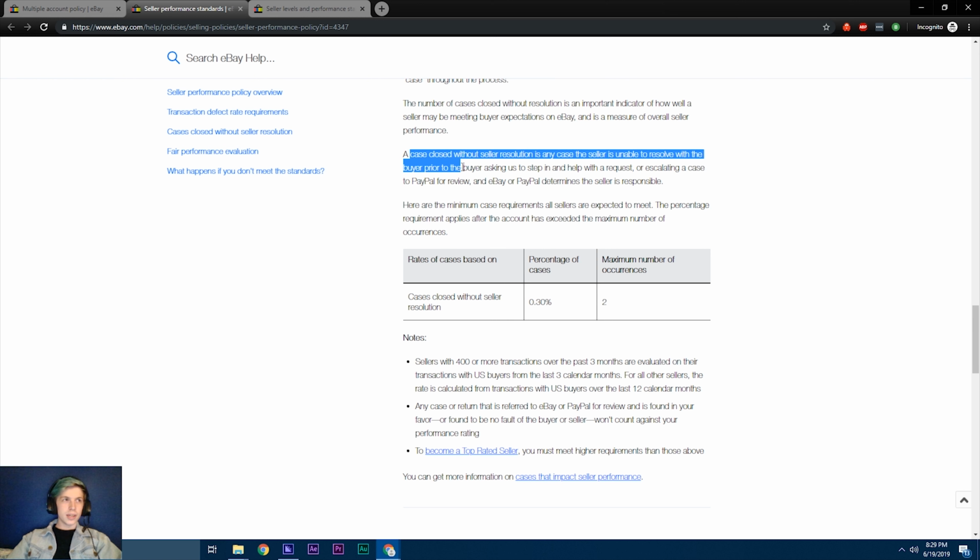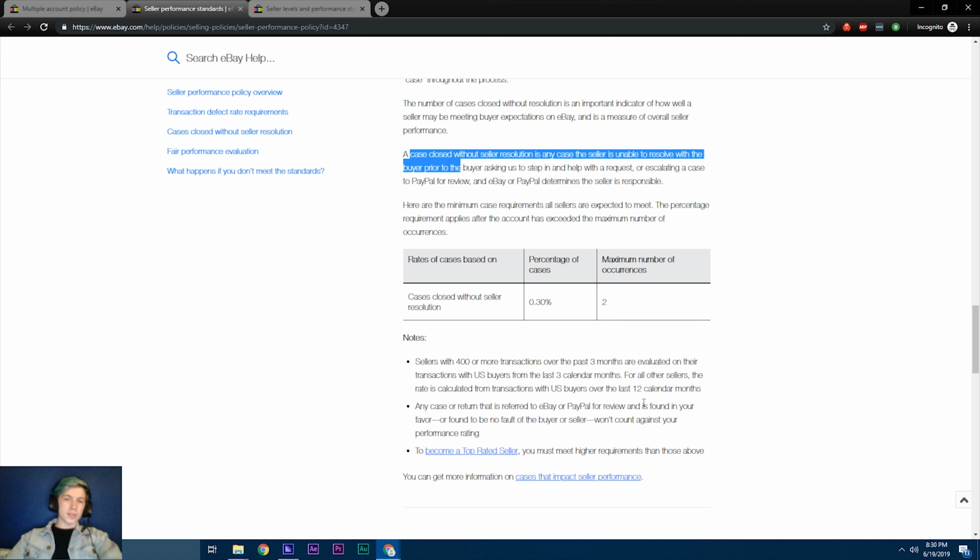So the main thing is if you go below standard, let me just explain what happens. Your metrics get into the red, and basically your sales are going to go down a lot. When you're below standard, eBay thinks you're a bad seller, so you're going to get way, way, way less sales. And the only way to fix being below standard is to get enough sales that you can push it back up to above standard.